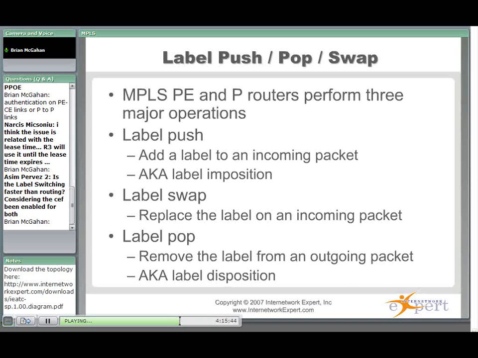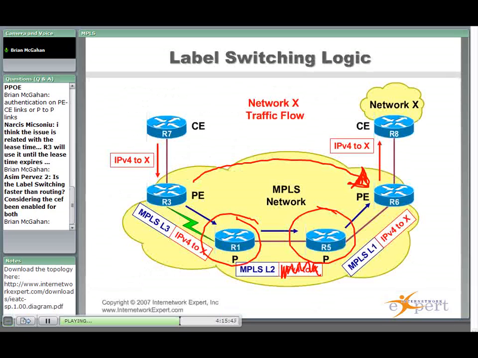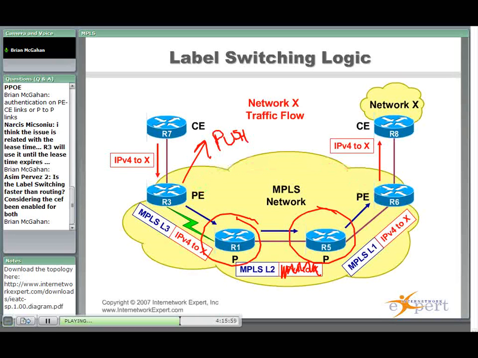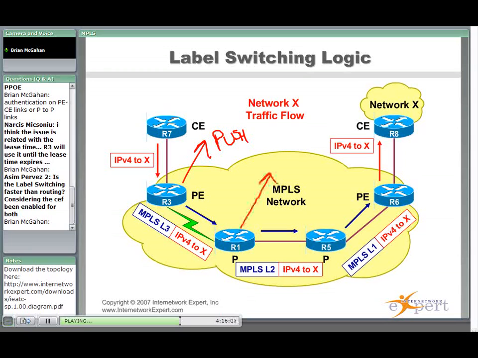A push operation means that it's adding a label onto the MPLS stack. Okay, this is called push or imposition. Anytime you see on the command line it's talking about imposition, it means that you're adding a label onto the label stack. A label swap operation, you're receiving a labeled packet, you're taking the topmost label off, and you're replacing it with a different value to go out a different interface. In the pop operation, you're taking the label off, and this is also known as label disposition.